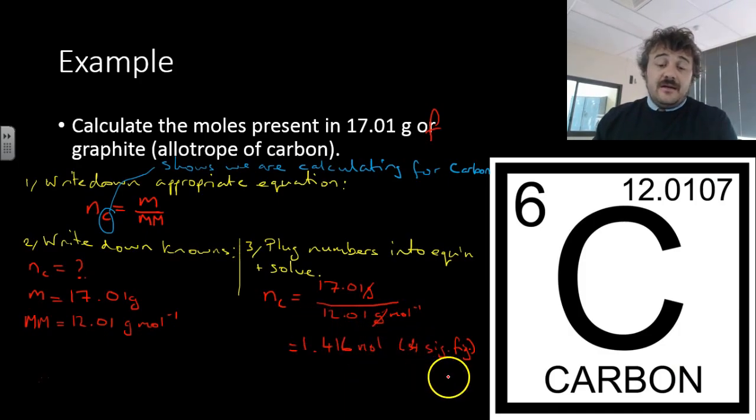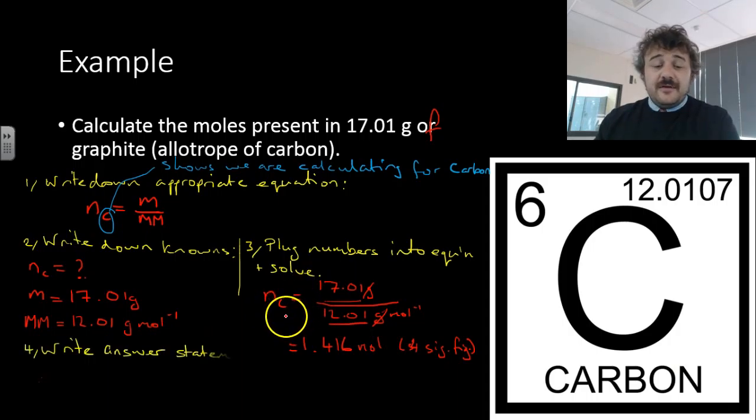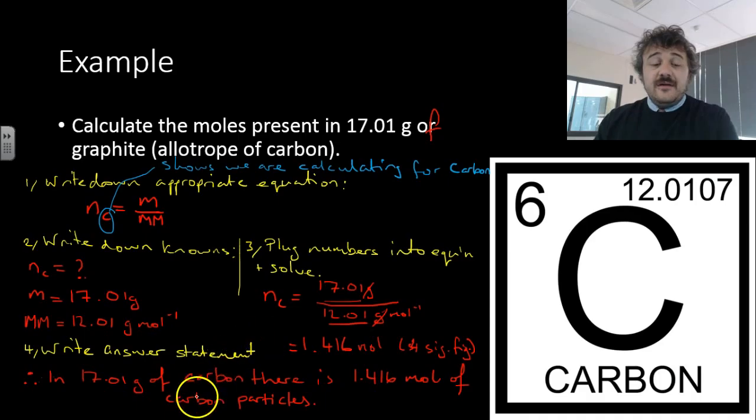Now, we give the answer to 4 significant figures, because that's our lowest number of significant figures: 17.01 has 4, and 12.01 has 4. We're not quite finished yet. We've got one more step, and that is to write our answer statement. Therefore, in 17.01 grams of carbon, or graphite, there is 1.416 moles of carbon particles.